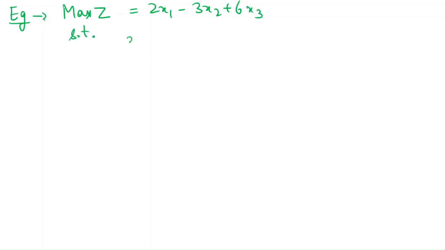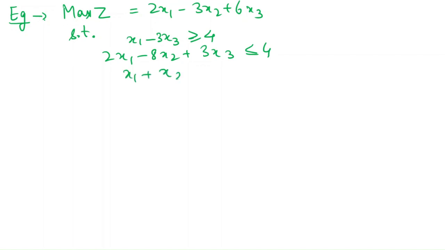So let me consider the example where we are converting it into the standard form. Okay, so consider the LPP. Maximize Z equals 2x1 minus 3x2 plus 6x3 subject to the constraints. Second constraint. And lastly the third one. And the non-negativity constraints x1, x2, x3 are greater than equal to 0.